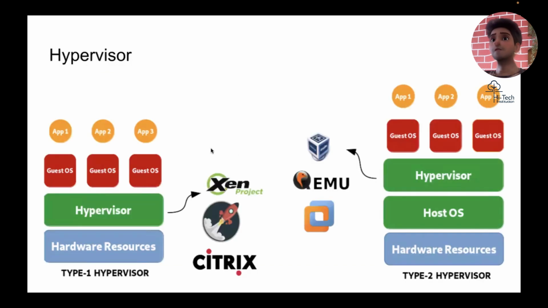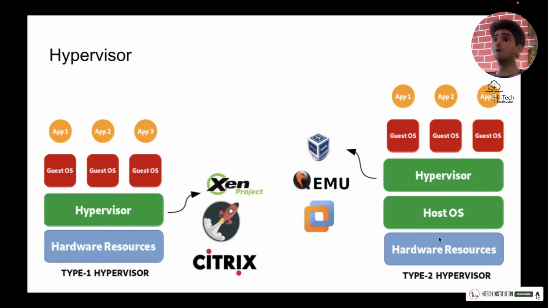Hypervisors are categorized into two types. Type 1 is bare metal architecture. Type 2 is hosted architecture. In the bare metal architecture, in this first diagram, hardware will be there. On top of the hardware, we'll have a hypervisor. The hypervisor could be Citrix, VMware ESXi, Hyper-V, any hypervisor. On top of the hypervisor, we will create the guest virtual machines and deploy our applications.